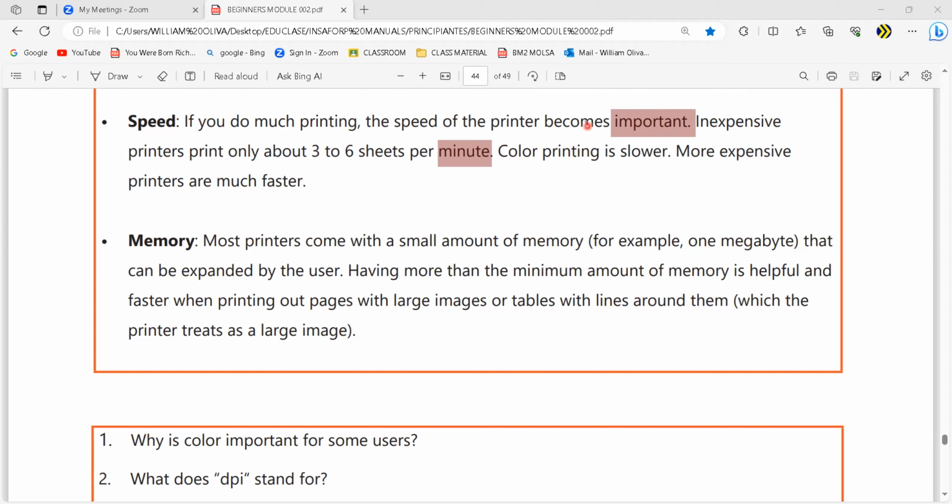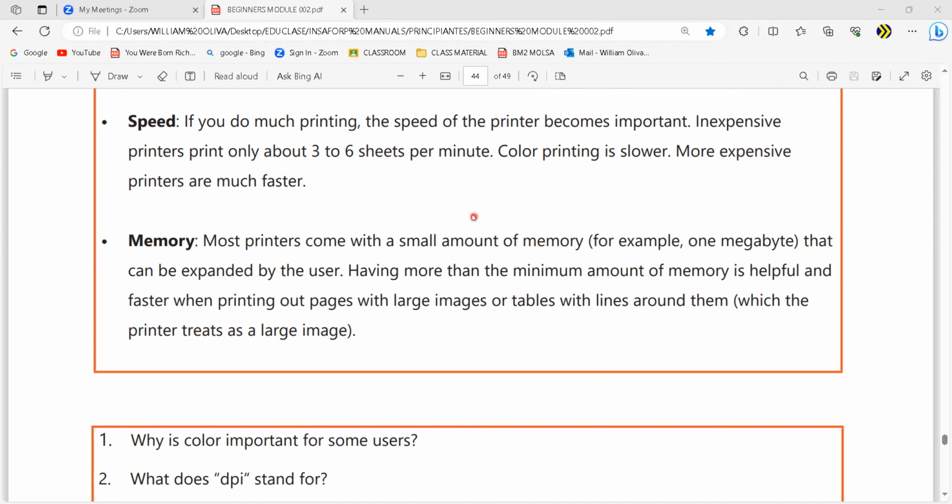Check this, all of you. Minute. No, it is not "minute." Minute. Yes. Next paragraph.